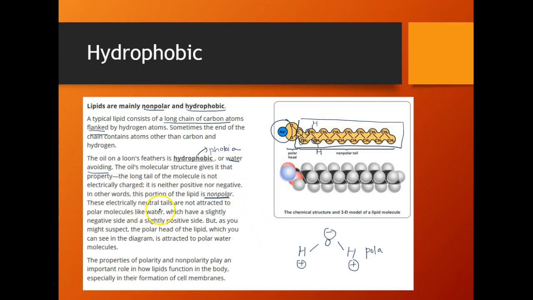So these electrically neutral tails are not attracted to the polar molecules like water, which have a slightly negative and slightly positive side, which we saw right here. But as you suspect, we have a polar head. There is a polar head of the lipid. You see right here, there is a charge at the head of the lipid. And this head can be attracted to the water molecules. So this portion wouldn't be, but this smaller portion can be. The properties of polarity and non-polarity really play a role in how lipids function in the body. So we'll be looking at how the polar head and the non-polar tail interact in a cell.